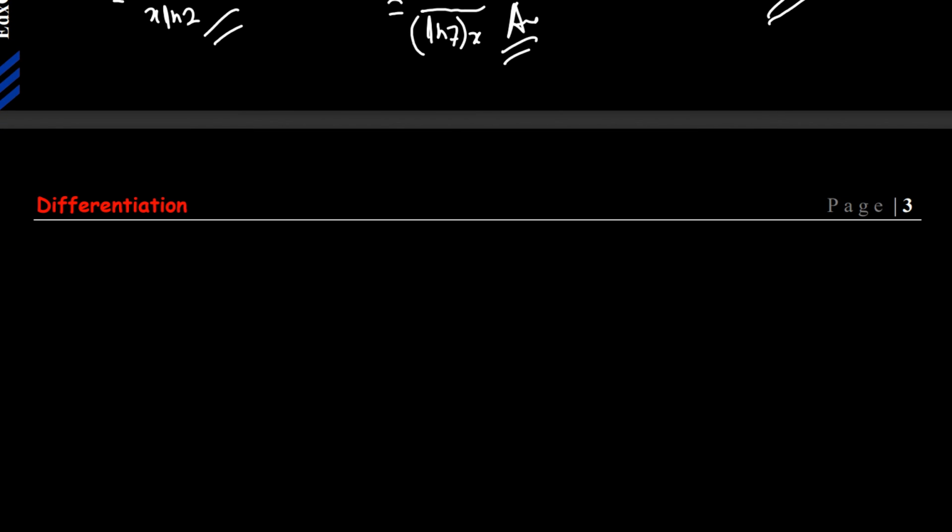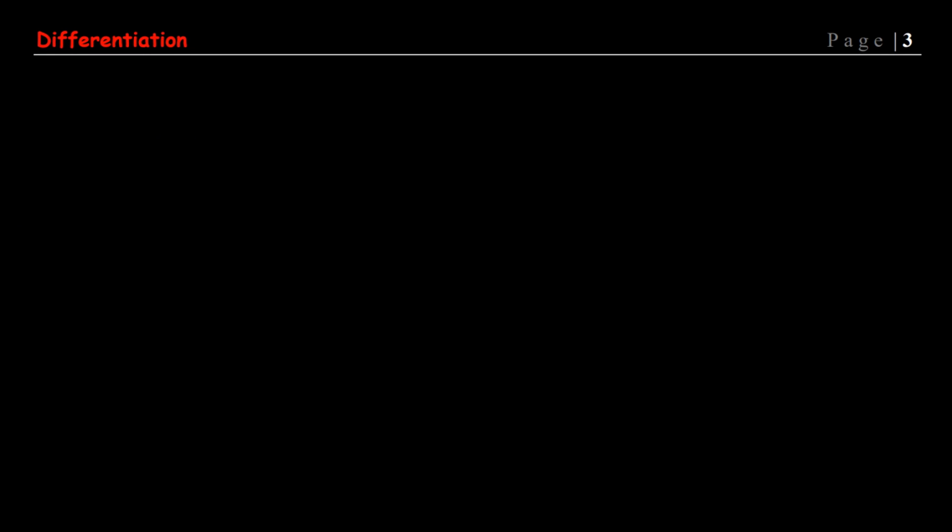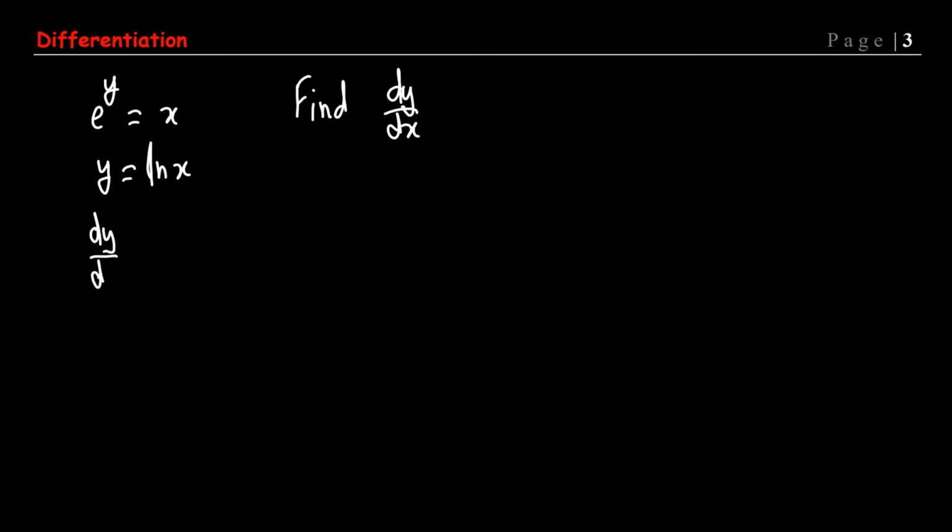Say it is written e to the power y equals an expression, say x, find dy by dx. How do we do that? It's very simple. We need to make y the subject first. You can write y as ln x. Now dy by dx is d by dx of ln x, which is 1 by x.